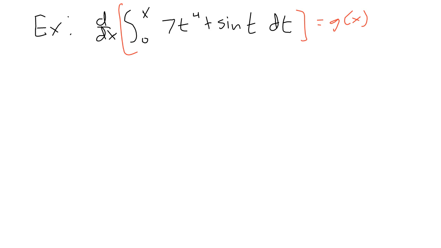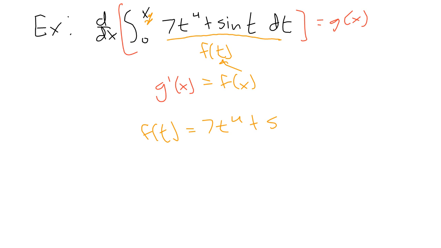And this piece right here is going to be our f of t. And of course, we are going from 0 to x. So using our fundamental theorem of calculus, we said that g prime of x is equal to f of x. So essentially what we do is we just plug in x into t. So if f of t is equal to 7t to the fourth plus sine of t, f of x is equal to 7x to the fourth plus sine of x, and as we said, f of x is equal to g prime of x. So 7x to the fourth plus sine of x is our final answer.